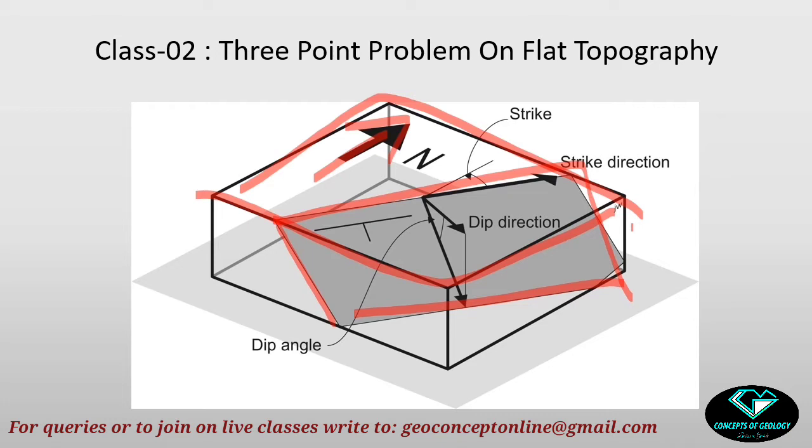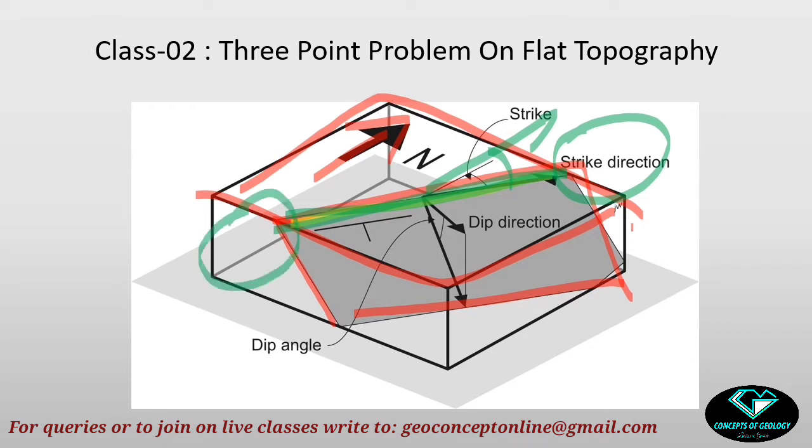Now what will be the strike of this inclined plane? The horizontal plane and the inclined plane are intersecting here. So that means the strike line of the inclined plane will be this one. What will be the orientation of the strike line? This is the north direction, so this will be the orientation of the strike line. Where are we measuring this orientation? On the horizontal plane. If this end has an orientation, suppose x degree, then the other end will have an orientation of x plus or minus 180 degree.